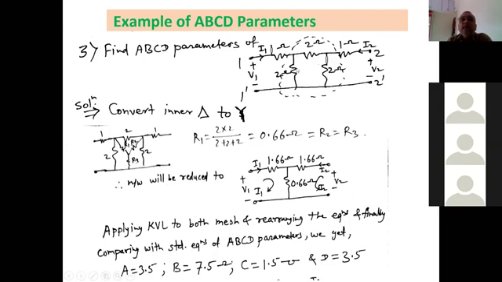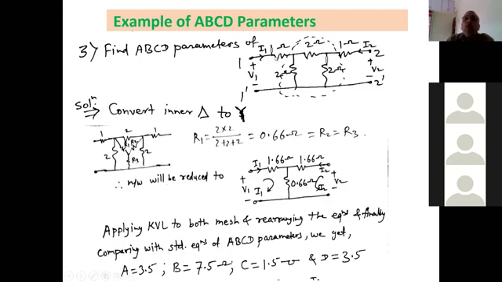You can convert this delta into star and then you can apply the KVL or you can use the mesh analysis. So I have converted this delta, inner delta into star. So all the values of resistances are equal, 2, 2, 2. So the values of all the star values of resistances R1, R2, R3 will be same. And how to find that? So it will be 2 into 2 divided by 2 plus 2 plus 2. So it is 0.66 ohm. So all the values of R1, R2 and R3 will be 0.666.